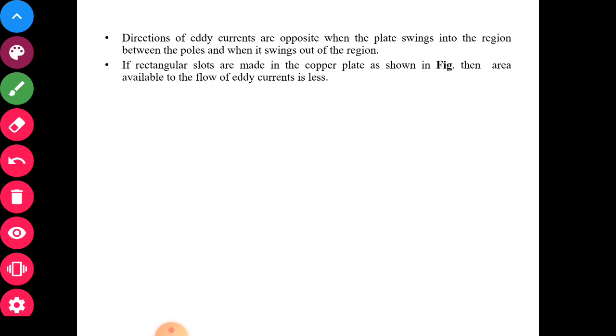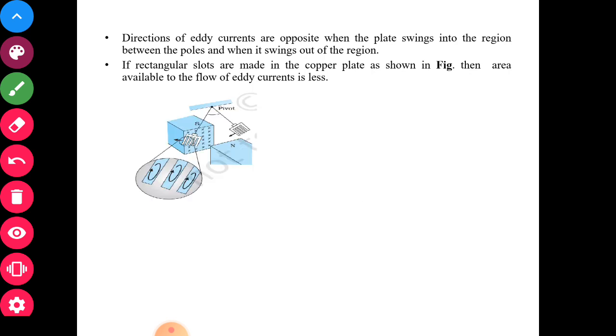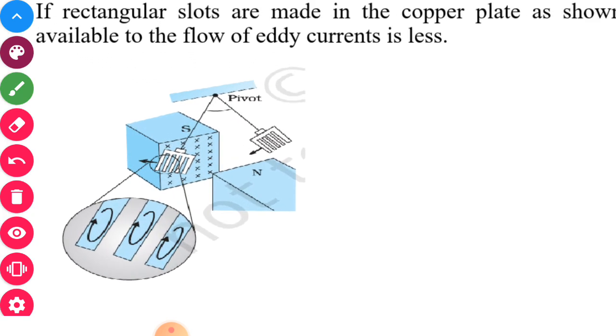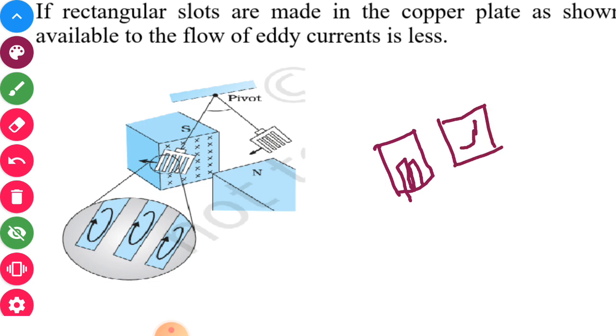If rectangular slots are made in the copper plate, to reduce the effect of eddy current, then the plate is cut. This way slots are made. So what will happen? The path for the current will be larger. Earlier the plate was continuous like this, but now it is cut from here and this kind of slots are made. Earlier the current had this simple path for the flow. Now that current has to move around, say for example, these kinds of slots.